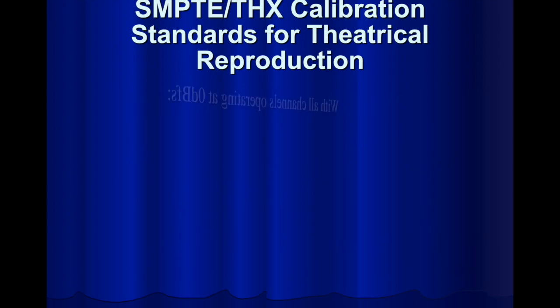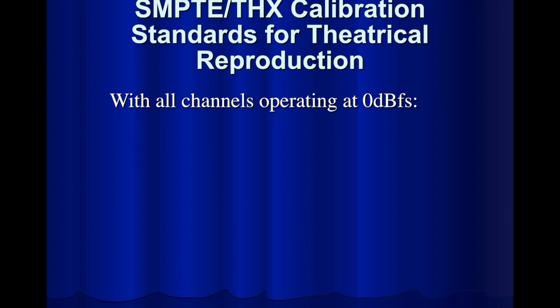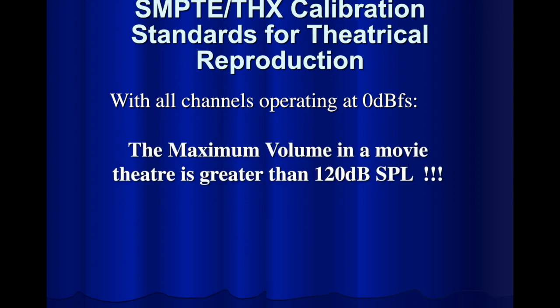And now, with all channels operating at 0 dBFS. That means we've got 105, 105, 105 in the front, we've got 102, 102 in the back, and we've got a buck 15 down in the basement. Everything operating at 0 dBFS. The maximum volume in a movie theater is greater than 120 dB SPL.